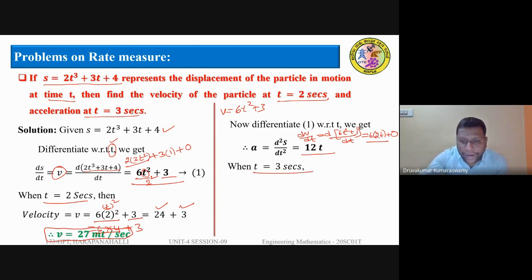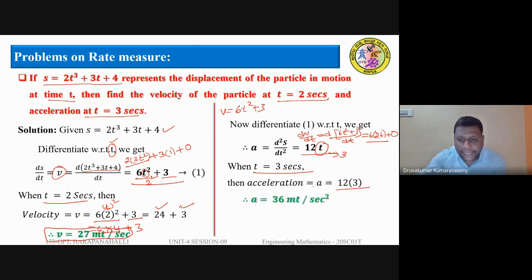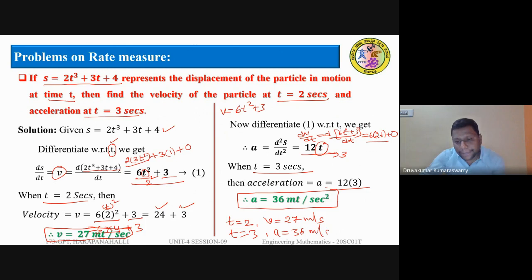So when we have to find acceleration when t is equal to 3 seconds, that means in 12t, in the place of t substitute 3. Therefore acceleration a is equal to 12 into 3. So 12 3s are 36, and you know that the SI unit of acceleration is meter per second square. So we got at t is equal to 2 seconds, velocity is equal to 27 meter per second, and when t is equal to 3 seconds, acceleration is equal to 36 meter per second square. So that is how we have to find it.